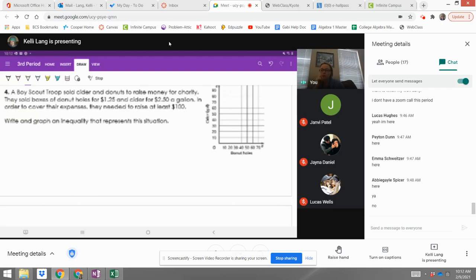A Boy Scout troop sold cider and donuts to raise money for charity. They sold boxes of donuts for $1.25, and they sold cider for $2.50 a gallon. In order to cover their expenses, they need to raise at least $100. We're going to write an inequality, and then we're going to draw that inequality on the graph. So those are our two goals. Write the inequality, and then draw it.